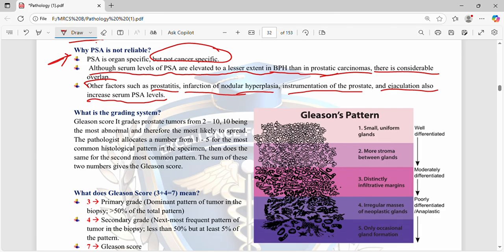Gleason score grades prostate tumors from 2 to 10, 10 being the most abnormal and therefore the most likely to spread. The pathologist allocates a number from 1 to 5 for the most common histological pattern in the specimen, then does the same for the second most common pattern. The sum of these two numbers will be the Gleason score.